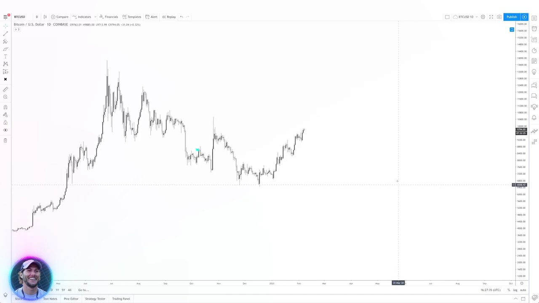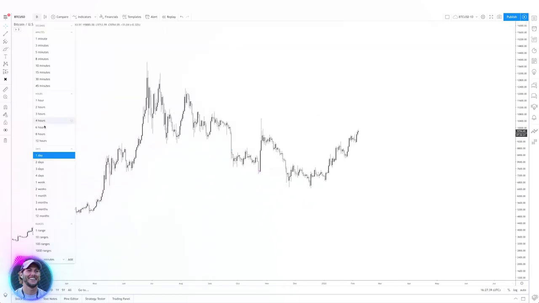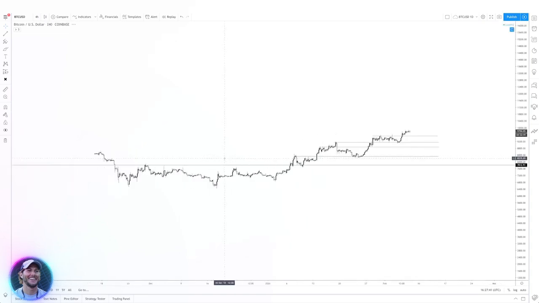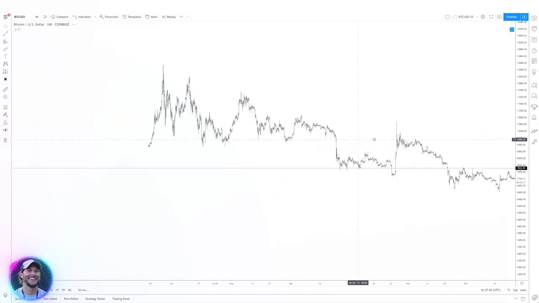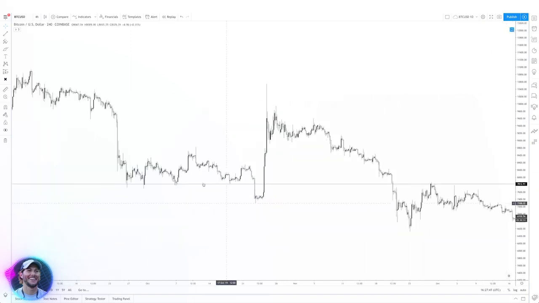Let's take this area right here. I'm going to drop my time frame, and I'm going to look at this particular point in time. And let's clean the chart up, erase that.